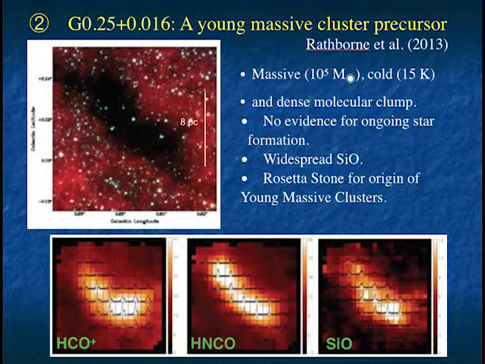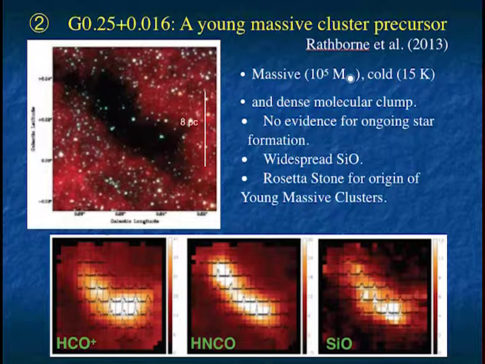Well, they have widespread SiO. Here is an image of the SiO, the line profile of SiO. This is the dark cloud, the dark cloud here at the galaxy center. It's a large one, this is an 8 parsec size. And it's a Rosetta stone for the origin of young massive clusters. Of course, this large, massive thing will not form a supermassive star, but most likely a cluster of massive stars or a cluster of all stars. So it's very important to study that.